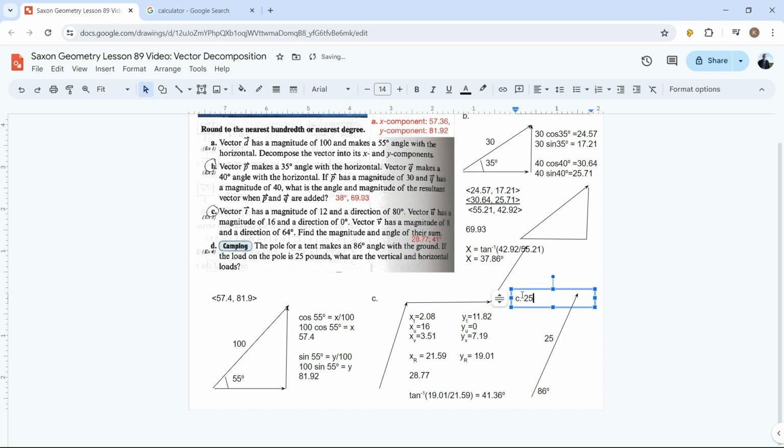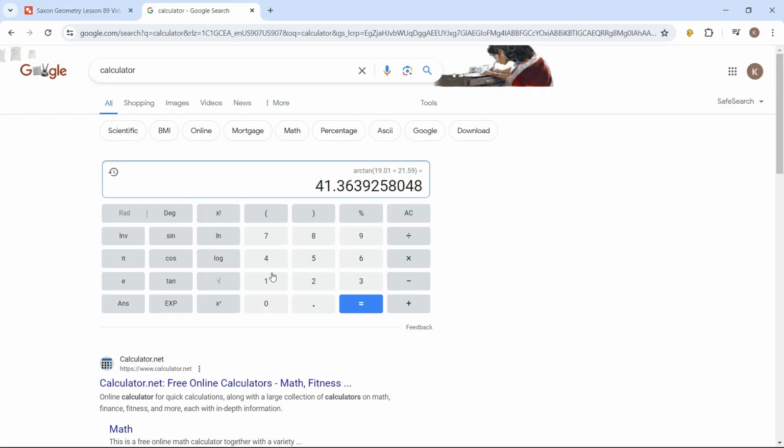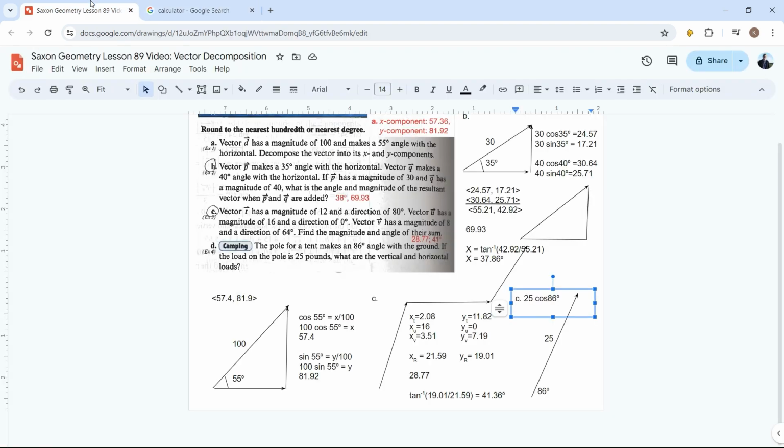25 times the cosine of 86 gives me the horizontal load. And that's really easy to calculate. 25 times the cosine of 86. I just go to my calculator, 25 times the cosine of 86 degrees. The horizontal load is 1.74 pounds. So this pole is having to push 1.74 pounds to the right.